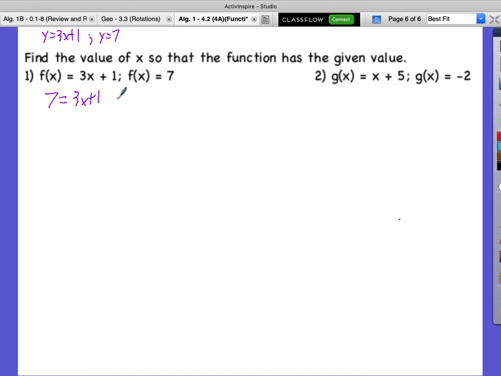No, not a 7. You keep it as 3x. And we just solve for x like we would have been doing before, like last week.